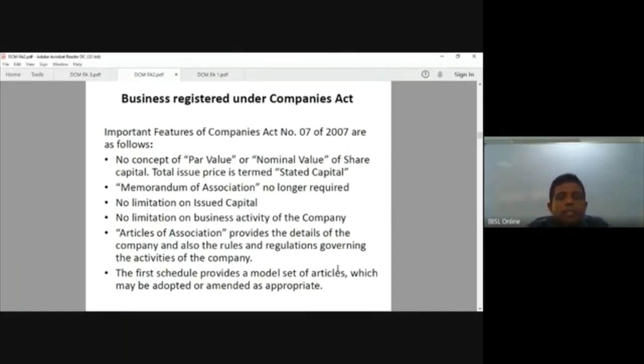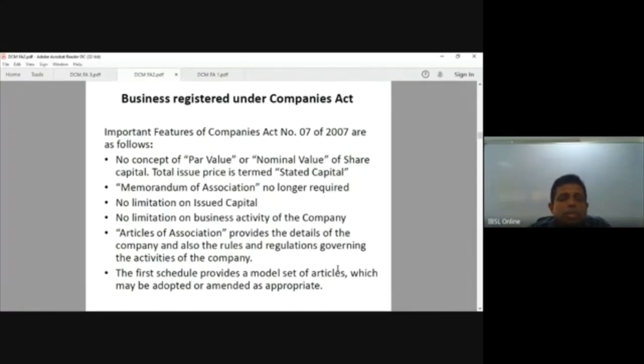Then, no limitation of issued capital. Under the previous regime, when you registered your company, you had to state the amount of capital you were going to issue. The term we used for that was authorized share capital. According to the new Company Act, that is 2007, there is no restriction on that. Therefore, the concept of authorized share capital was also taken off. A company can issue any amount of capital if they are capable of raising that capital, right? Therefore, no limitation of issued capital.